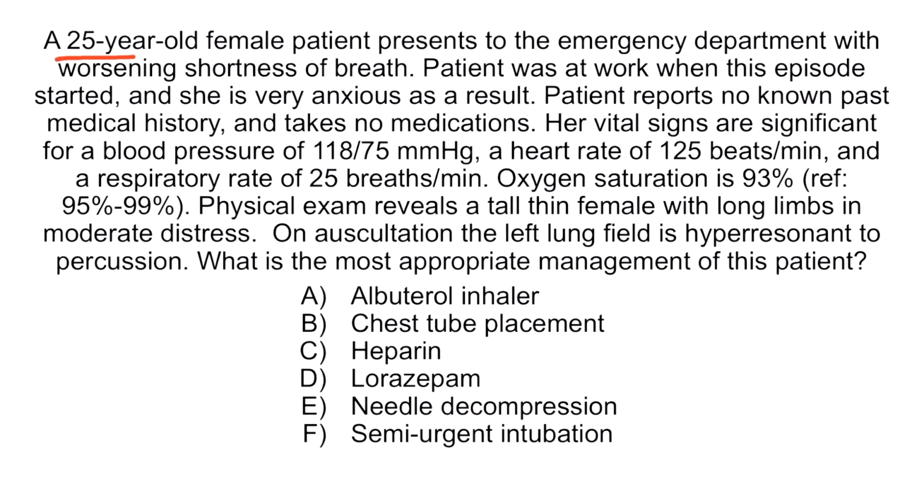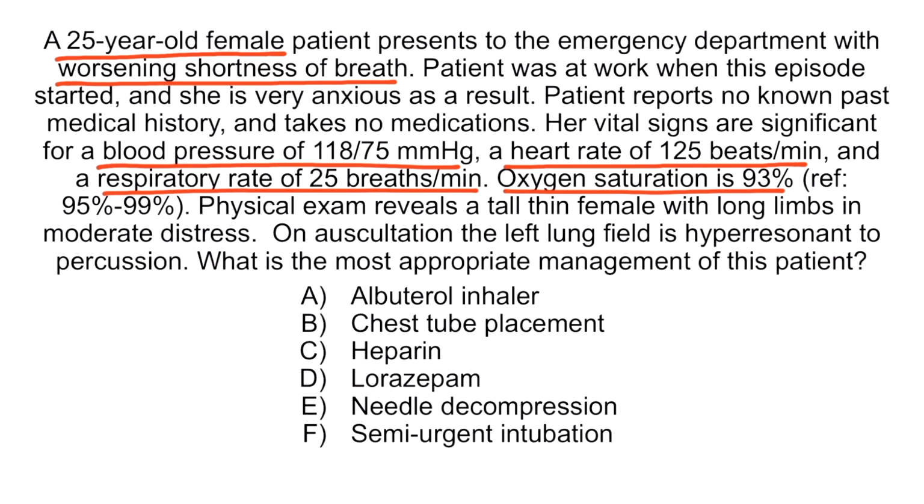Alright, so this is a 25-year-old, otherwise healthy female presenting with shortness of breath. Her vital signs are significant for normal blood pressure of 118/75 and tachycardia with the heart rate of 125, and tachypnea with respiratory rate of 25. She has a slightly low oxygen saturation at the level of 93%. For this constellation of findings, the most likely diagnosis is a pneumothorax.